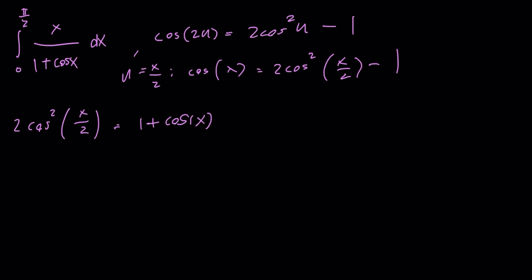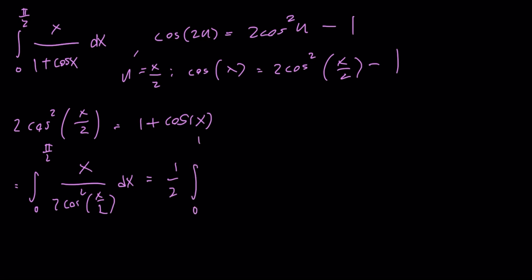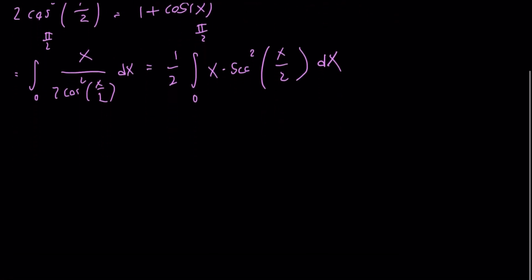So we'll substitute this into our integrand, and we have the following. We have the integral from 0 to pi over 2 of x over 2 cosine squared of x over 2 dx, which is equal to 1/2 the integral from 0 to pi over 2 of x times the secant squared of x over 2 dx. And then from here, I'll make a substitution.